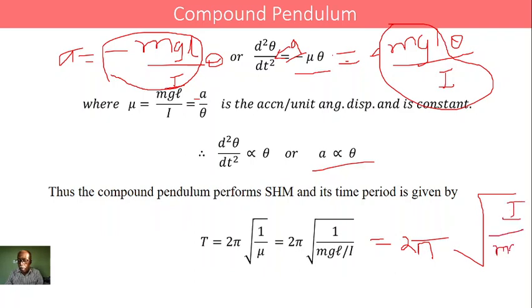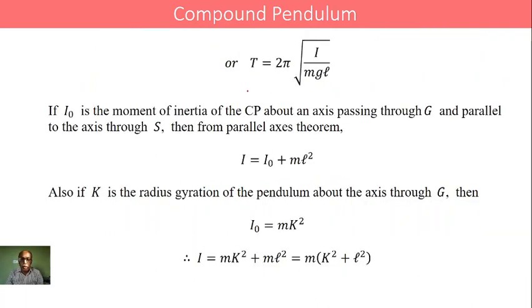This is T equals 2 pi root of I by mgl. So here it is written. Now, if I naught is the moment of inertia of the compound pendulum about an axis passing through the center of gravity and parallel to the axis through S.